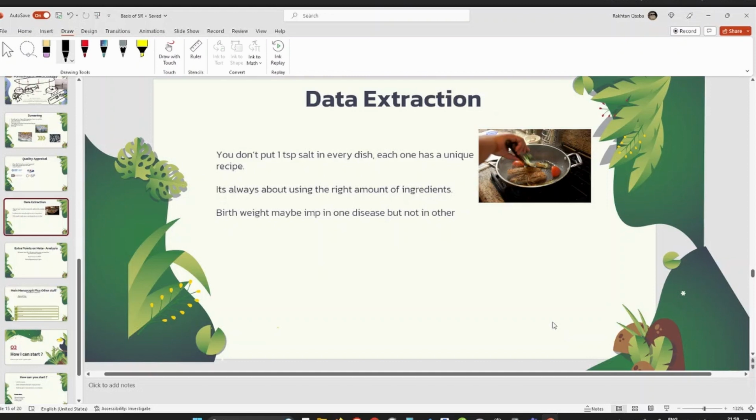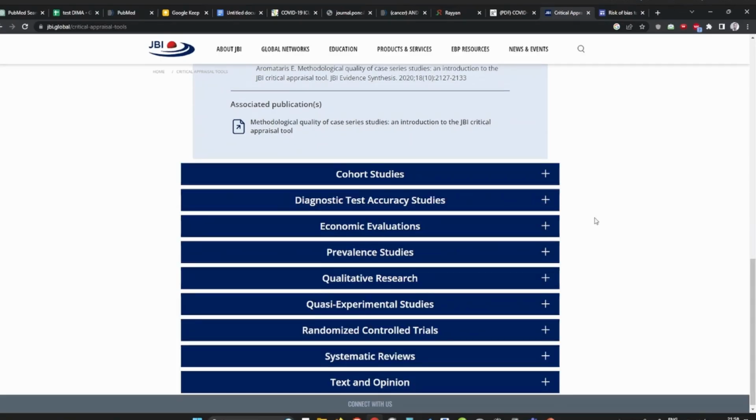So in short, for every research question to be answered, for every systematic review, for every recipe, we have different recipes. For example, we will extract different kinds of data from each paper. Let me put this into context once again.